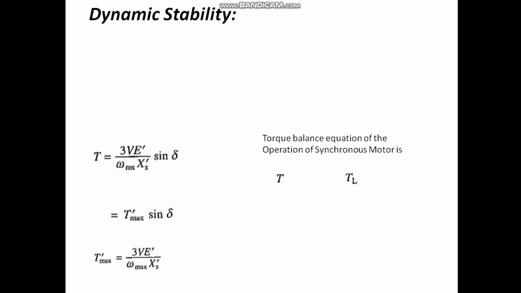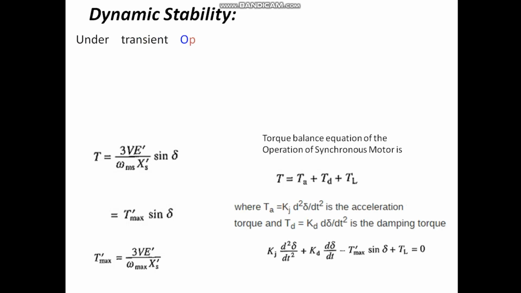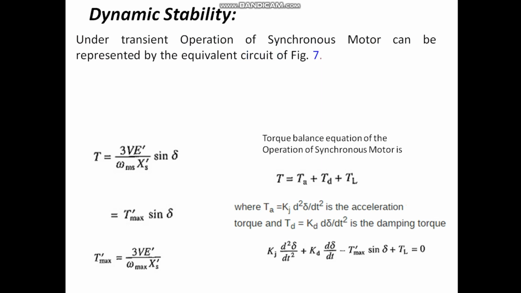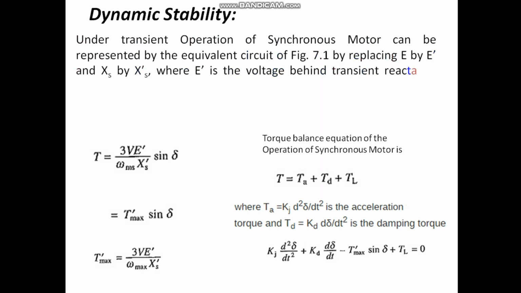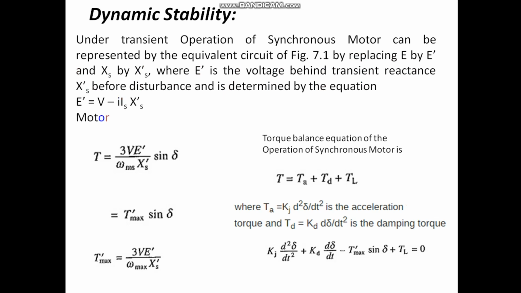So under transient conditions, a synchronous motor, if you remember, we had drawn the equivalent circuit of synchronous motor. It can be represented with the equivalent circuit where my E is replaced by E dash and XS is replaced by XS dash. So this is the equation for torque, correct? Under transient operation of synchronous motor, if you read this, we get the equation for E dash as this.